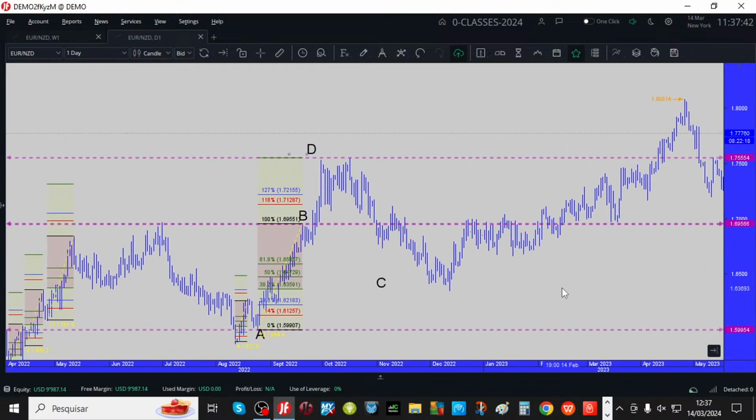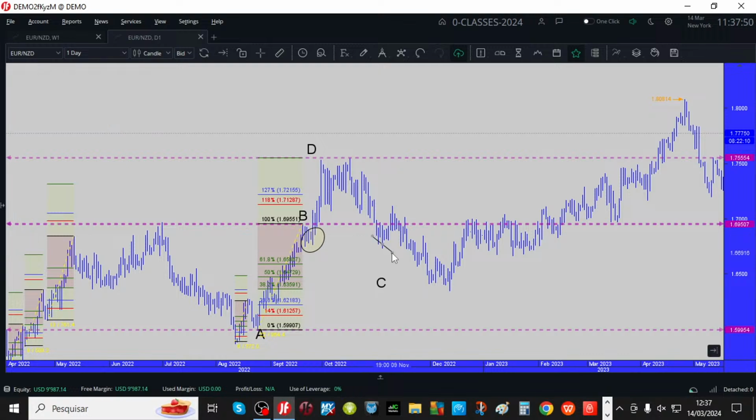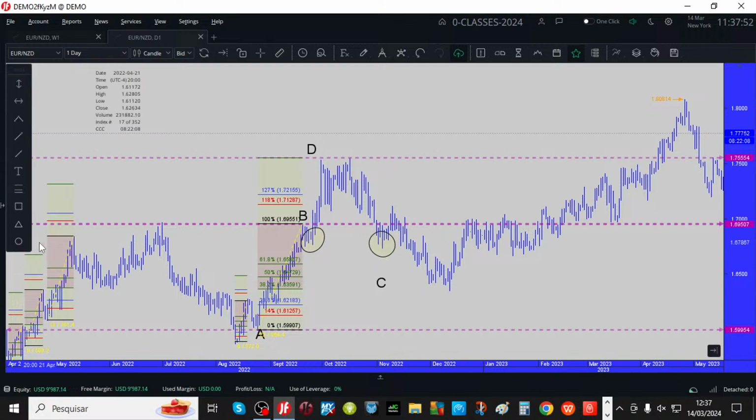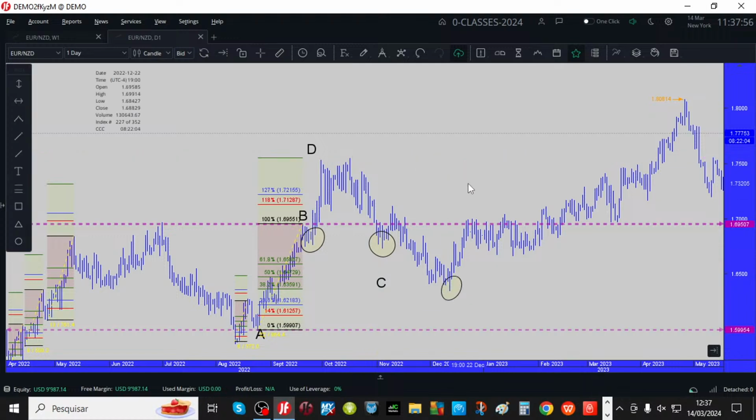Now, which one is the C, everybody? Is the first circle the C? Is the second circle the C? Or is the third circle the C? Which one is the C?